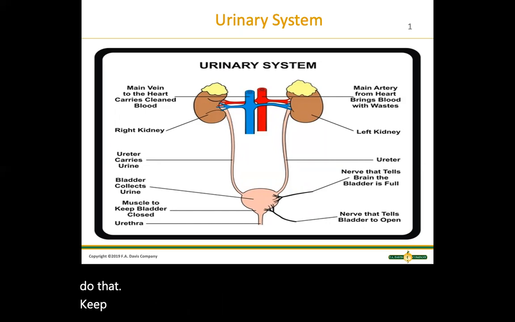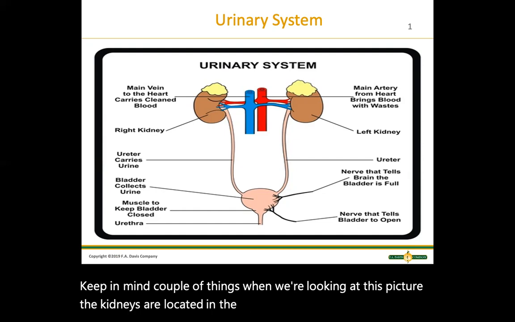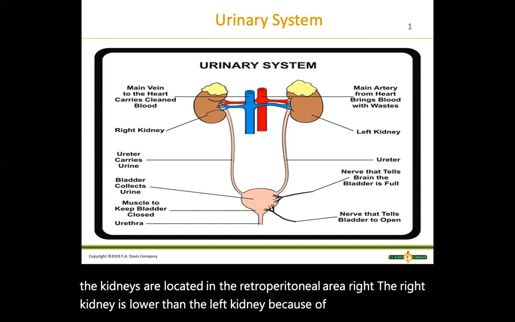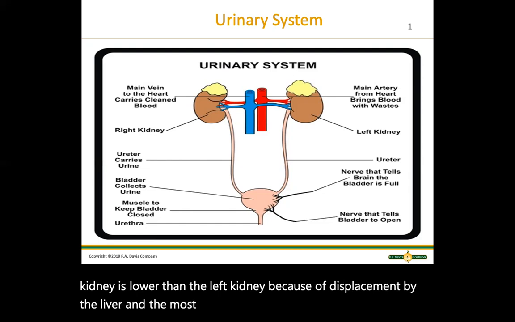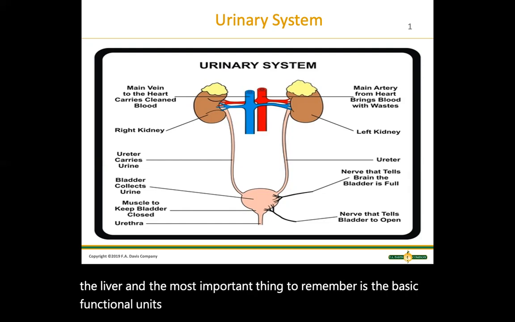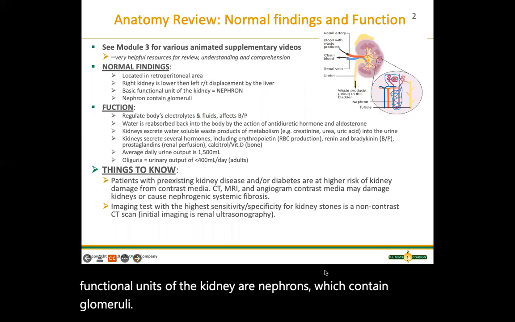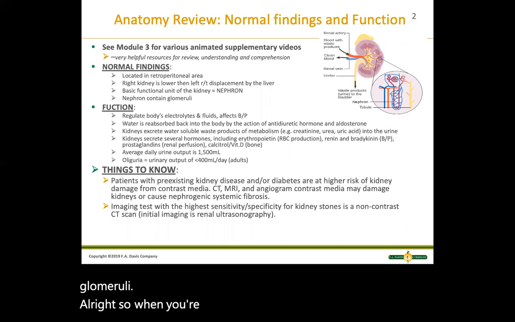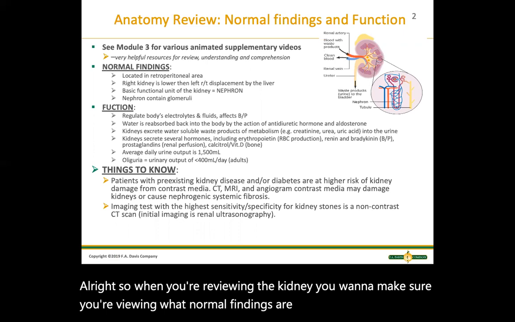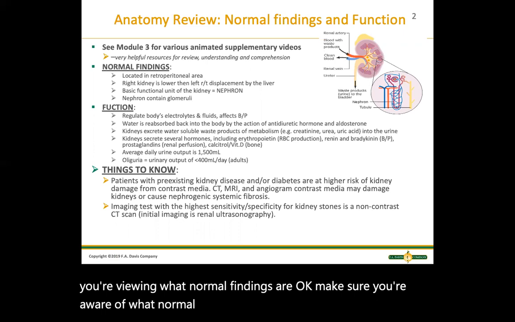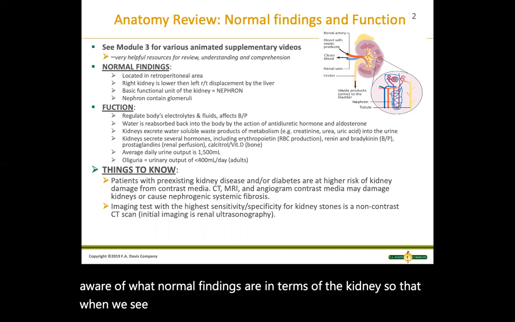Keep in mind a couple of things when we're looking at this picture. The kidneys are located in the retroperitoneal area, all right? The right kidney is lower than the left kidney because of displacement by the liver. And the most important thing to remember is the basic functional units of the kidney are nephrons, which contain glomeruli. All right, so when you're reviewing the kidney, make sure you're aware of what normal findings are, so that when we see abnormal findings, we know what's not right.